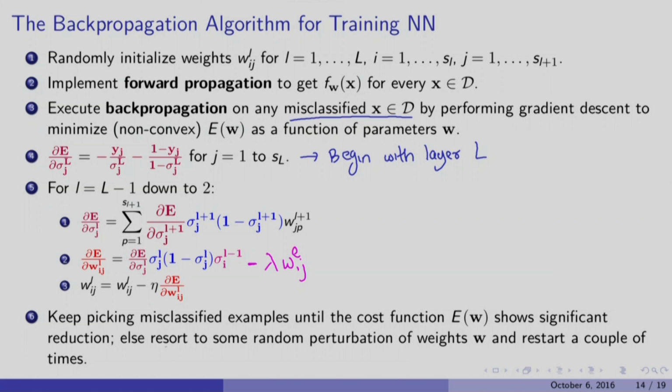In practice, one often resorts to some random permutation of the weights and restarts a couple of times, going over the entire algorithm from scratch. This is primarily to counter the non-convex nature of the error function. So the error function that we have discussed, which is regularized cross entropy, when evaluated across the weights on all layers, turns out to be non-convex. It can have multiple local minima.